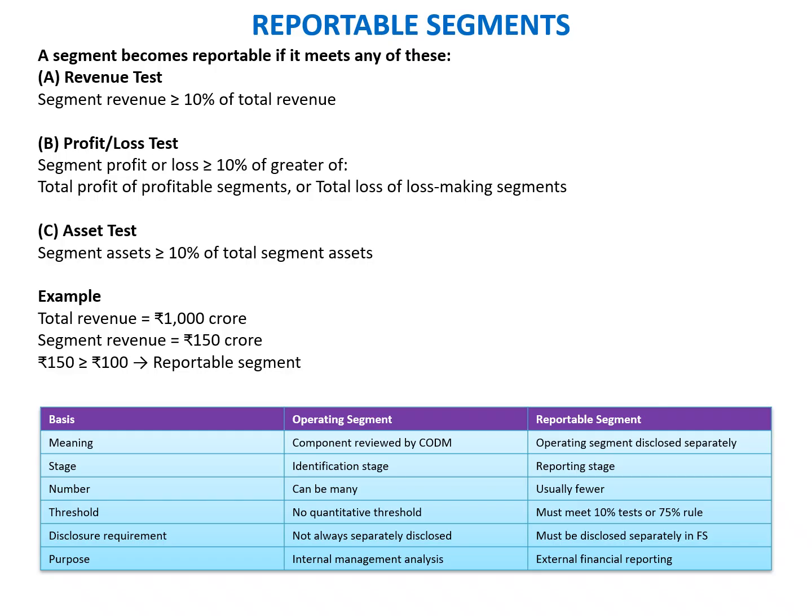So there are three tests: revenue test, profit and loss test, and the asset test. The revenue test is that segment revenue is more than or equal to 10% of the total revenue. Profit and loss test: segment profit or loss is more than or equal to 10% of the greater of the total profit of the profitable segments, or the total loss of the loss-making segments. And the asset test: segment assets are greater than or equal to 10% of the total segment assets.